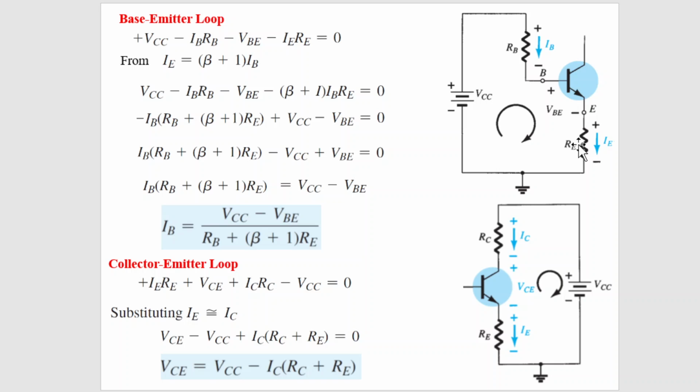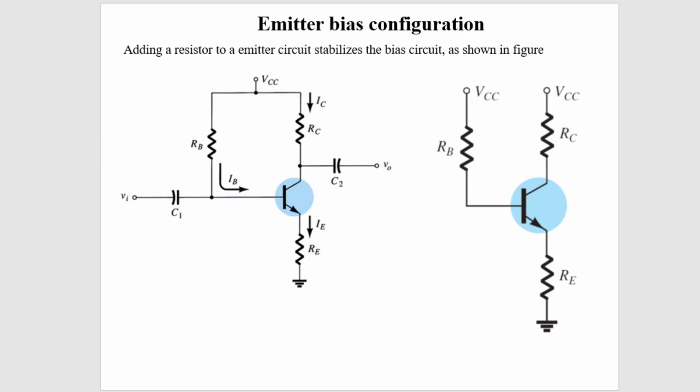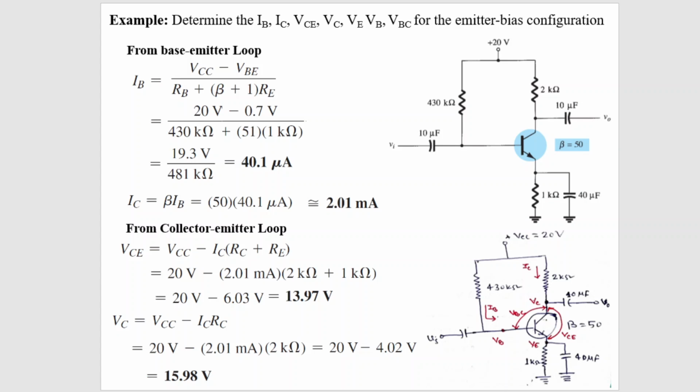Later, I will explain how this fixed bias configuration, by just adding this emitter resistance, can increase the stability, which is called the emitter bias configuration. Okay. So before that, I will introduce a numerical example. So let us try to solve a numerical example based on the emitter bias configuration.